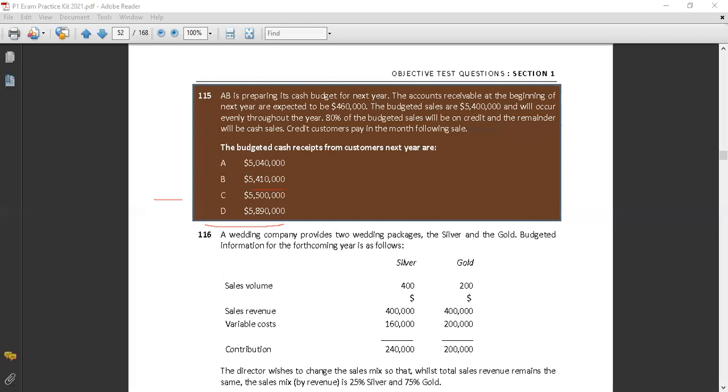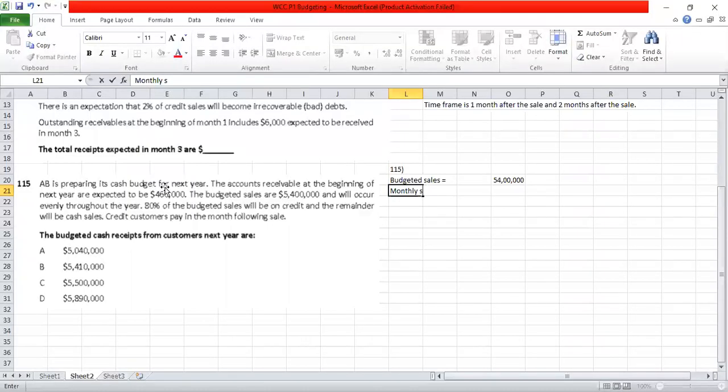Ma'am, we cannot see your Excel sheet. What happened? Can't see your Excel sheet. Yes.